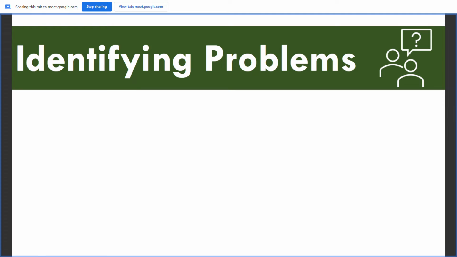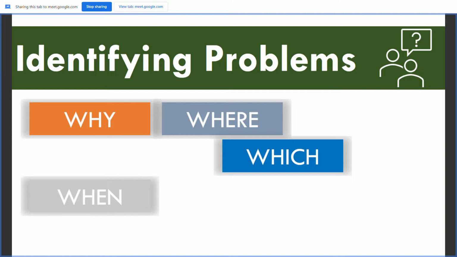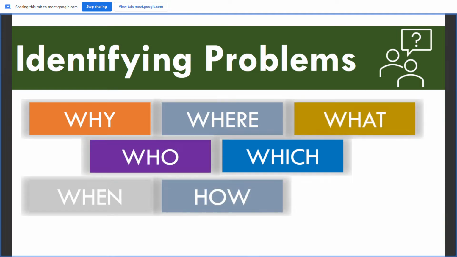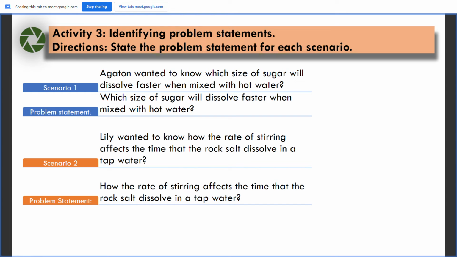Next part is identifying the problem. In identifying the problem, ito na yung masasagot yung mga why, which, when, where, who, how, and what ng inyong situation or ng scenario po ninyo. Okay? So here is an example of identifying a problem statement. So here's the situation po.